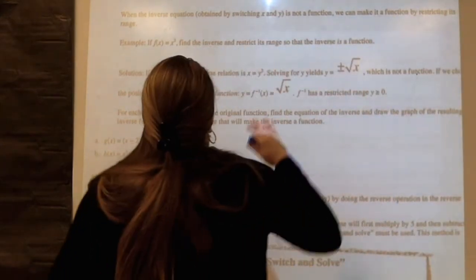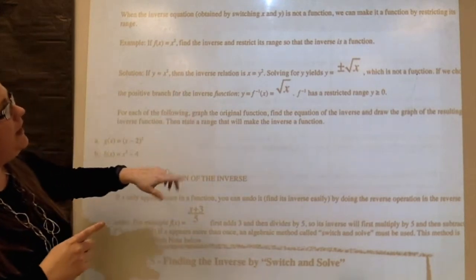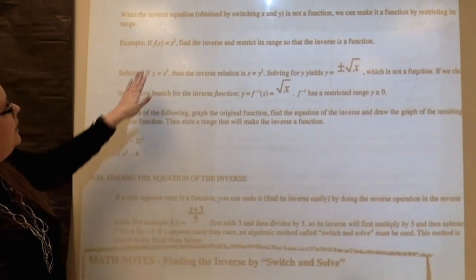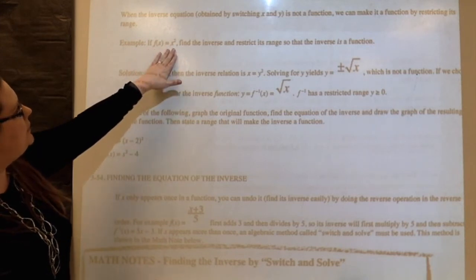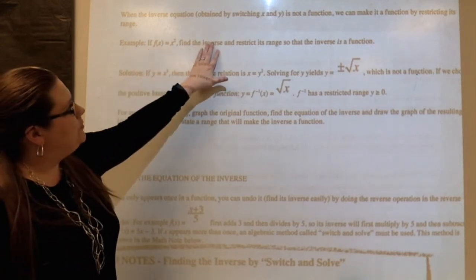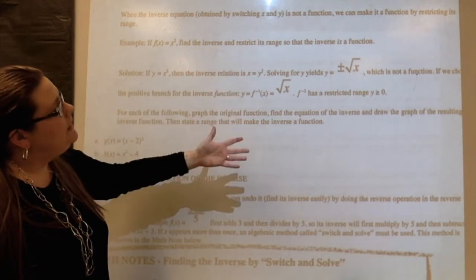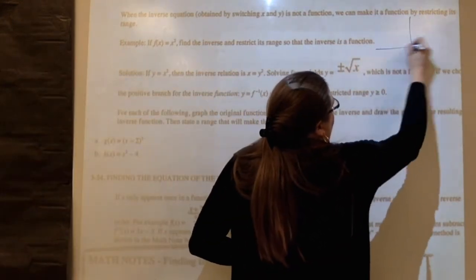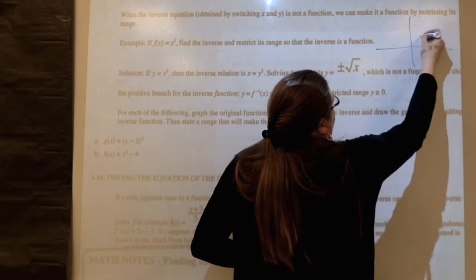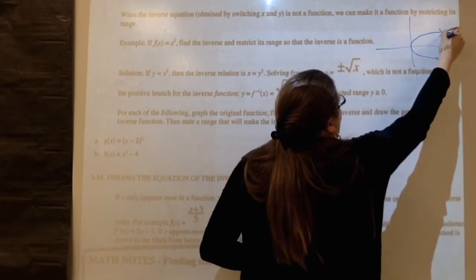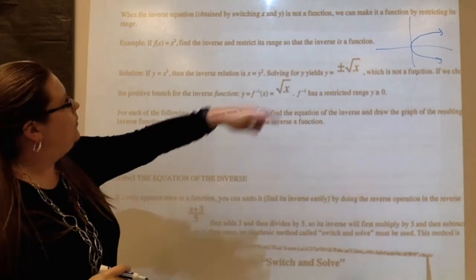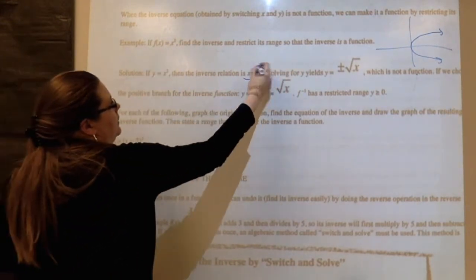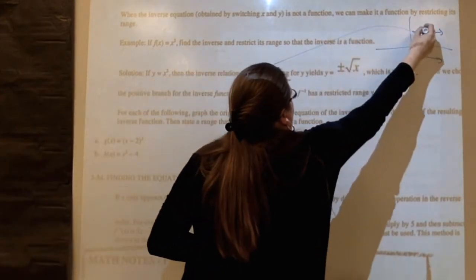This says when the inverse equation obtained by switching the x and the y is not a function, we can make it a function by restricting its range. So if f of x equals x squared, then find the inverse and restrict its range so the inverse is a function. So we're looking at this graph again. And we're looking at the inverse of this. So we're looking at x equals y squared, which is this graph right here.